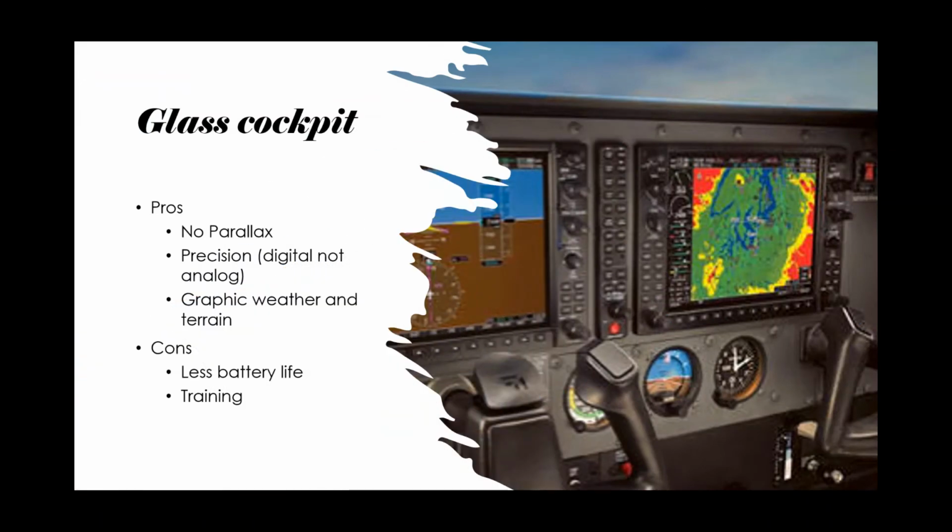This is your glass cockpit. There are many pros and cons to them. Some of the pros are you have no parallax, which is a different angle on the instruments themselves. Precision: it's digital, not analog, which would help with the parallax as well. It has graphic weather and terrain as well. Some of the cons is it has less battery life as the screens are on all the time, and since it is a new system from the gauges, you need training to use them.